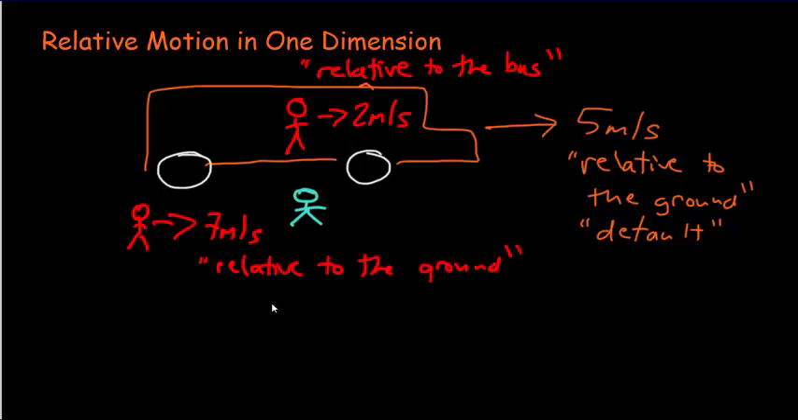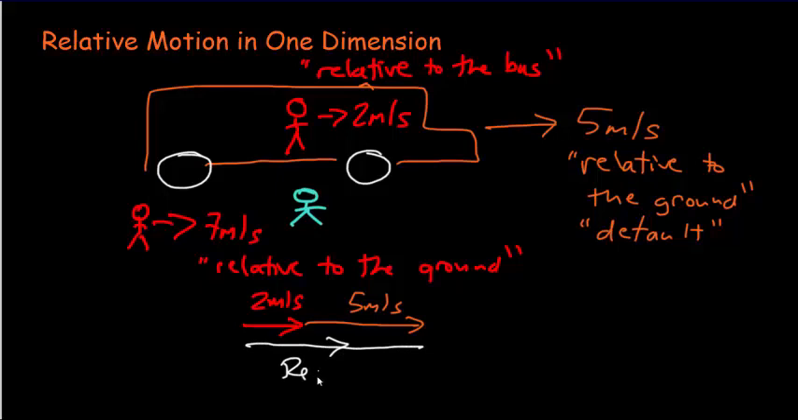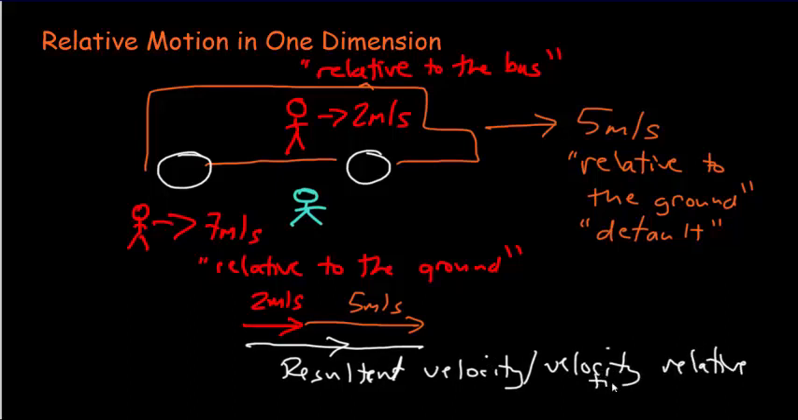This was really a vector problem. What we did is we took that 2 meters per second as a vector, and we joined it head to tail to the 5 meters per second of the bus. And from that, we got a velocity that's relative to the ground, or we'd call that a resultant velocity. But the key thing I want you to see here is that it's really a vector addition problem. And then when we treat it as a vector addition problem, then we can work up towards two-dimensional problems.